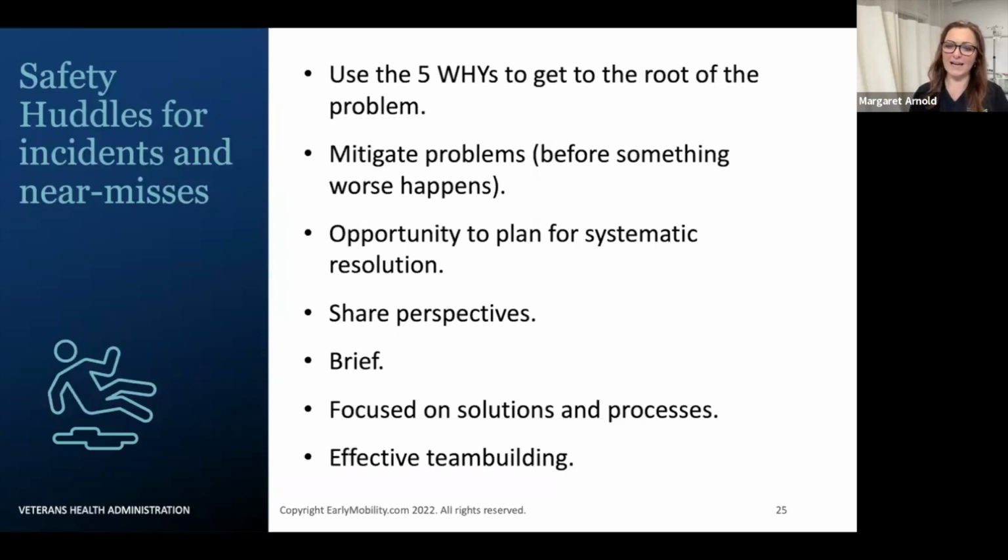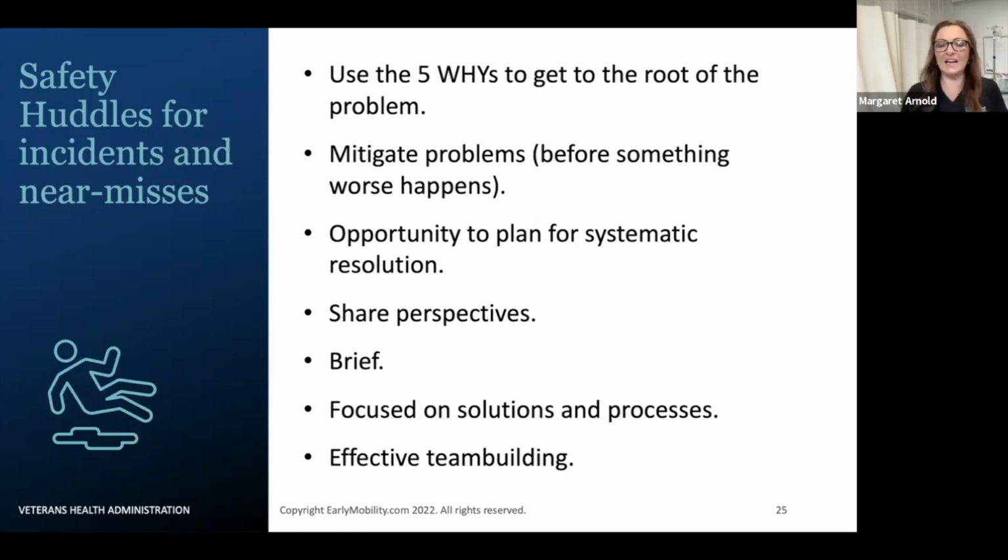Use the 5 whys to get to the root of the problem. Why did somebody get hurt? Well, they didn't use the equipment. Why didn't they use the equipment? Well, they didn't feel confident with it. Why didn't they feel confident with it? Well, they were off the day we did training. Why didn't we come back and train them? Because we didn't have a system in place for catching people that missed the training. We didn't have that redundant safety or that extra class.